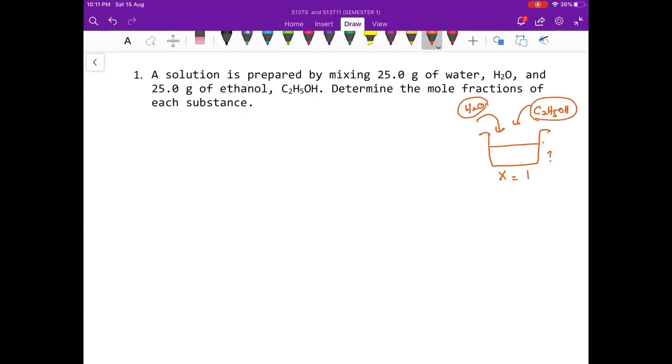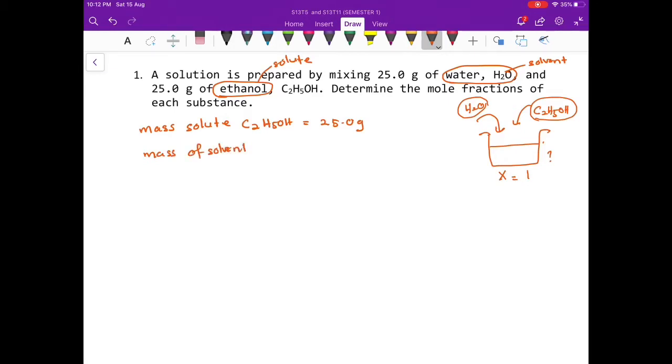Okay, first of all, we need to list down all the information given. The first information given is the mass: water is our solvent and ethanol is our solute, and the solution is an ethanol solution. So we have a mass of solute, which is ethanol, 25.0 gram, and we have the mass of solvent, which is water, 500 gram. Determine the mole fraction of each substance.